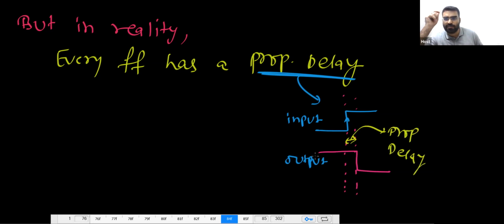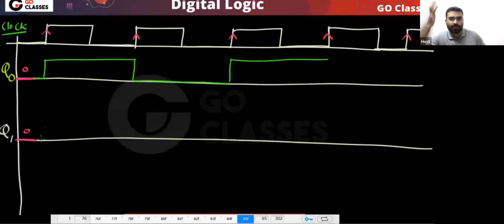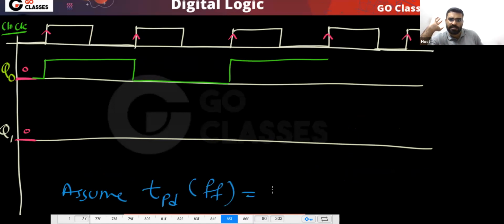So when the input changes, output will change after some time, a very small delay. But you can notice every flip-flop has a propagation delay. Now, if I consider propagation delay, what will be the waveform? Assume the propagation delay of every flip-flop is t.